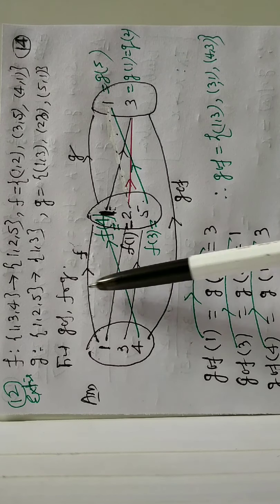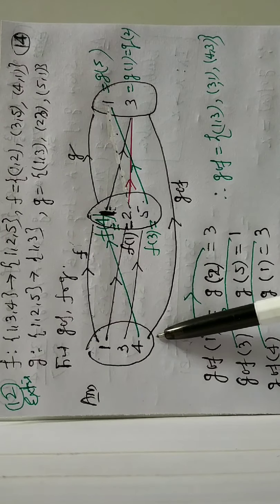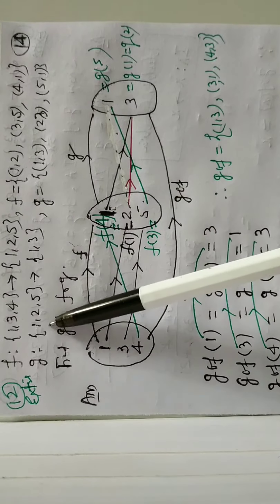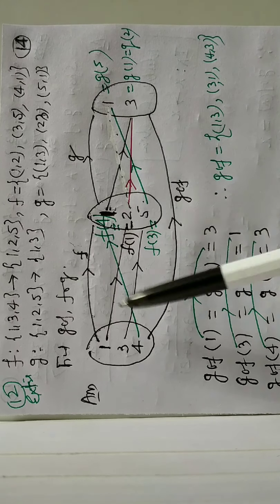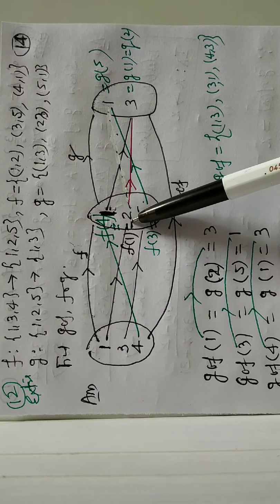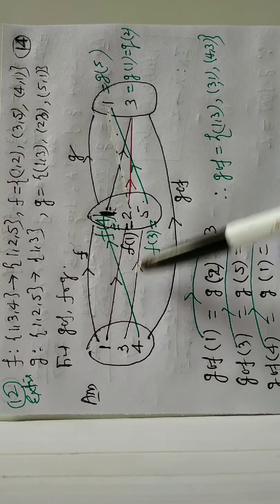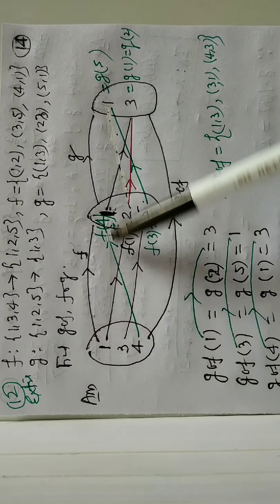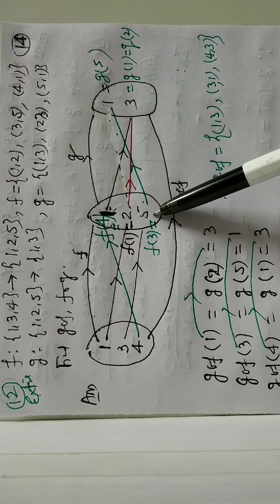This is also an extra question. F from {1, 3, 4} to {1, 2, 5} and G from {1, 2, 5} to {1, 3}. Now in F, 1 is going to 2, this is known as F1. 3 is going to 5, this is known as F3. And 4 is going to 1, so this is F4. So F4 is equal to 1, F1 is equal to 2, and F3 is equal to 5.